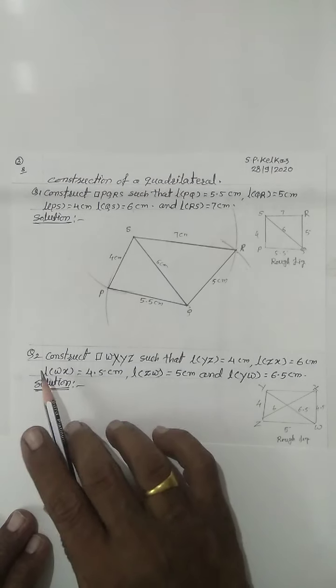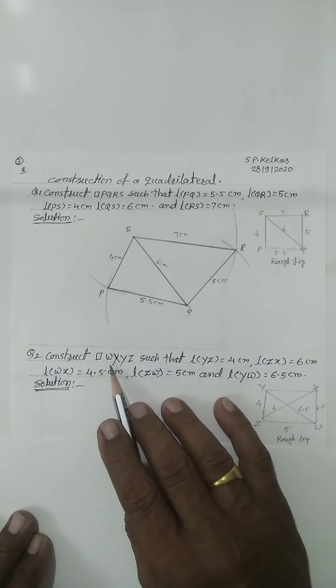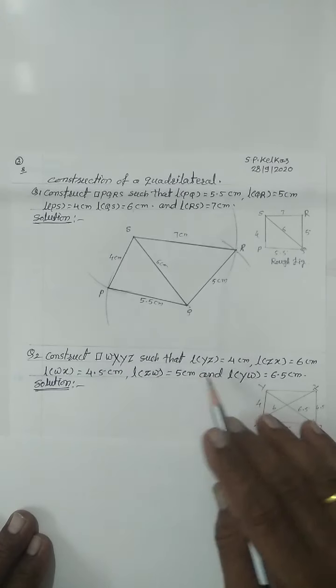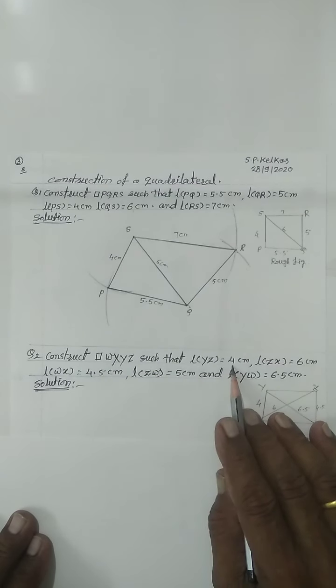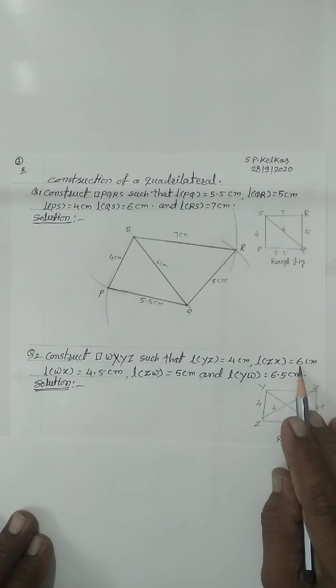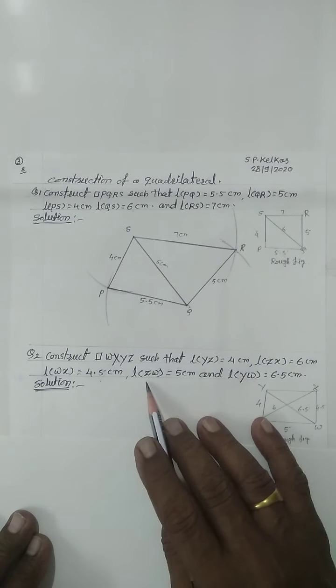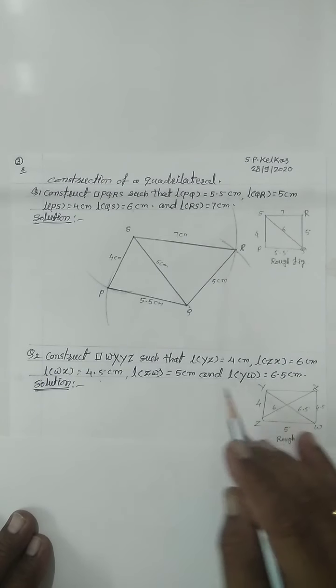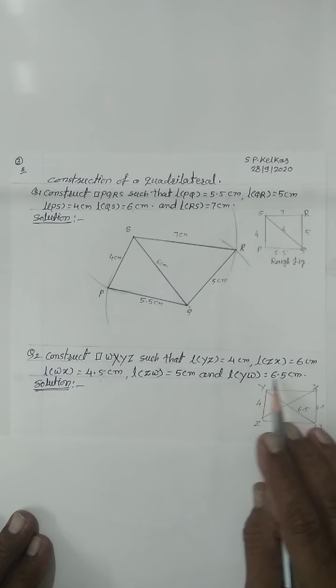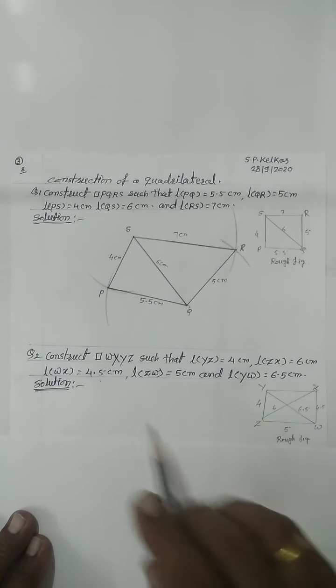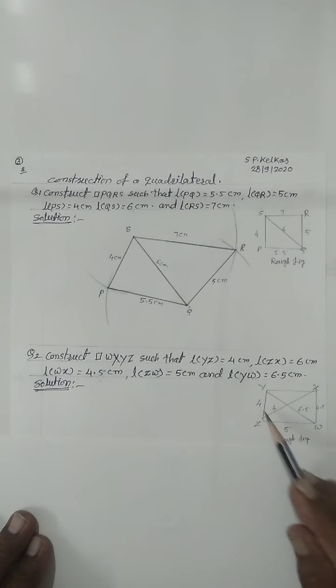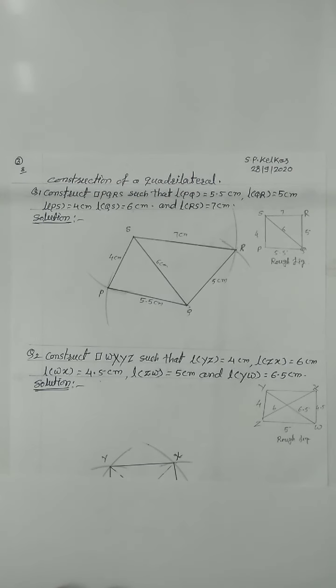Now see the second example. Construct quadrilateral WXYZ such that length YZ equal to 4, length ZX equal to 6 cm, length WX equal to 4.5 cm, length ZW equal to 5 cm and length YW equal to 6.5 cm. In this example, 3 sides and 2 diagonals are given. Firstly draw the rough diagram, put the value of each side and diagonal.